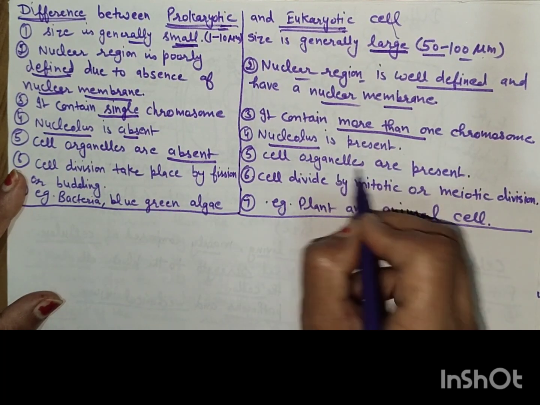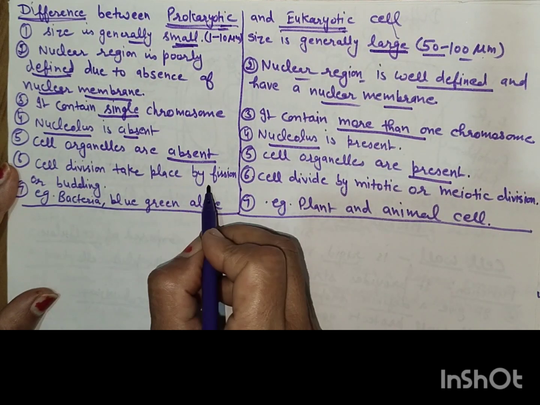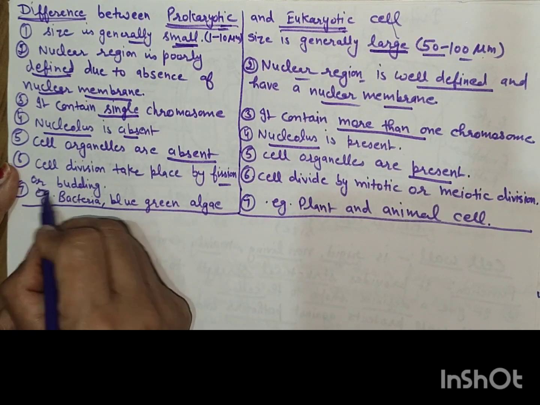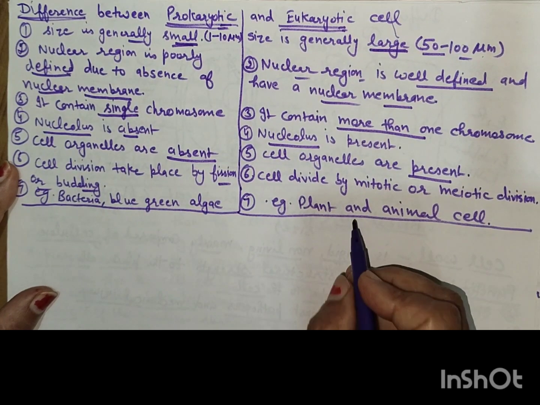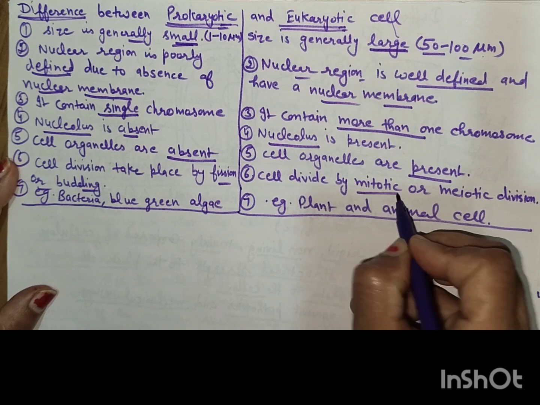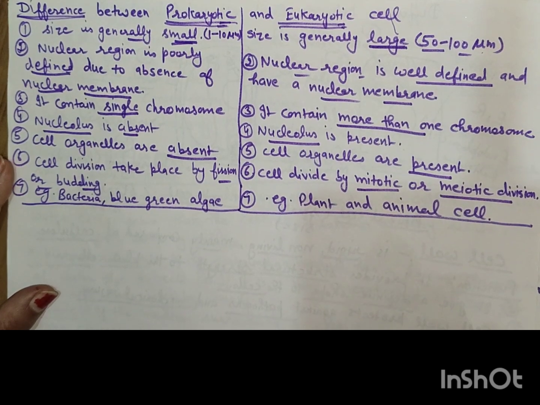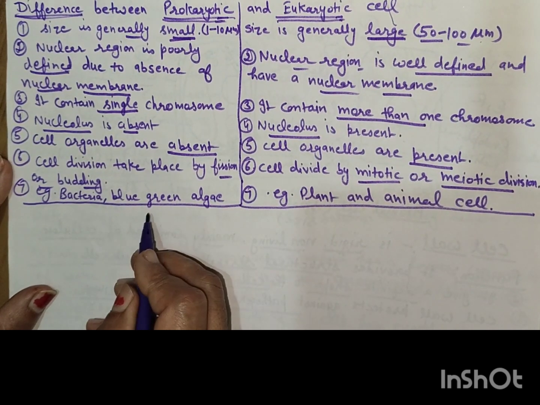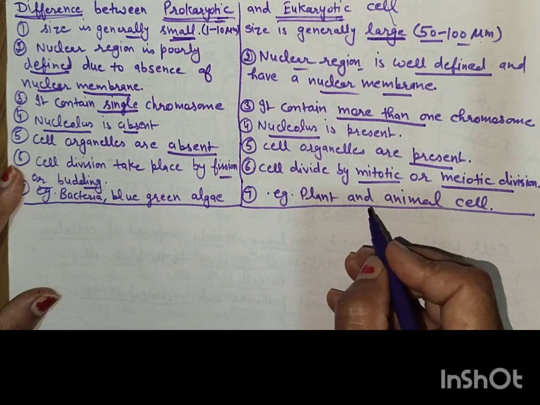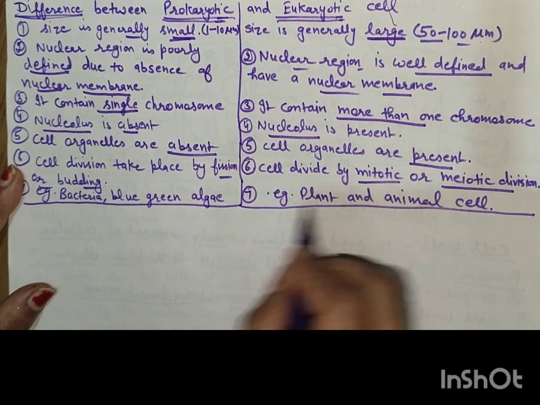In prokaryotes, cell organelles are absent; in eukaryotes, cell organelles are present. Prokaryotic cell division takes place by fission or budding, which is asexual reproduction, but eukaryotic cells divide by mitotic or meiotic division. Examples are bacteria, blue-green algae, etc. And here, the plant and animal cell.